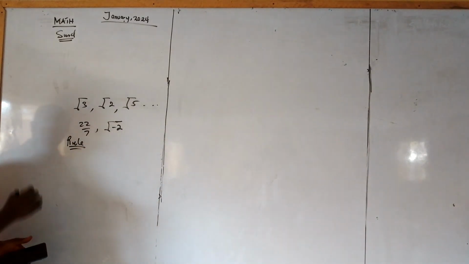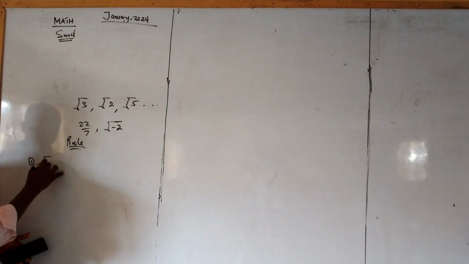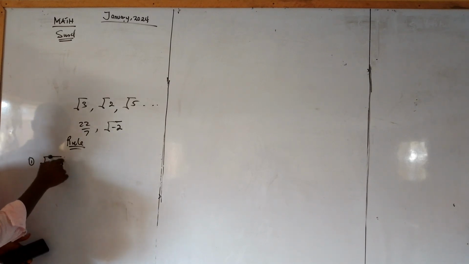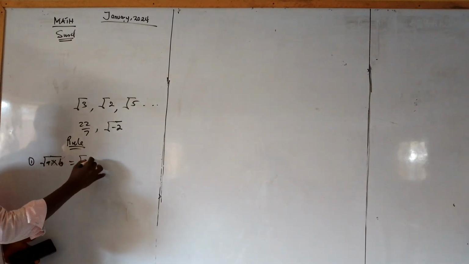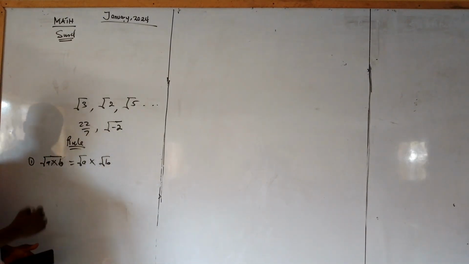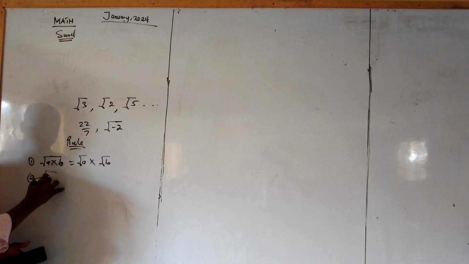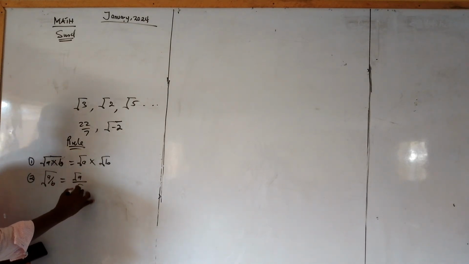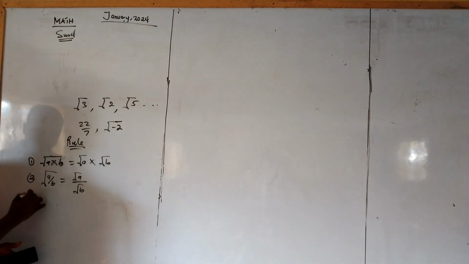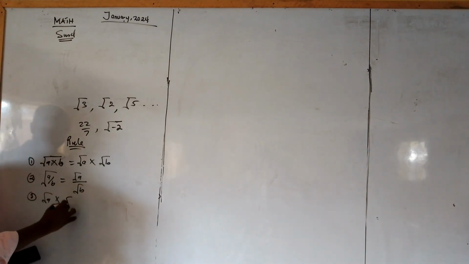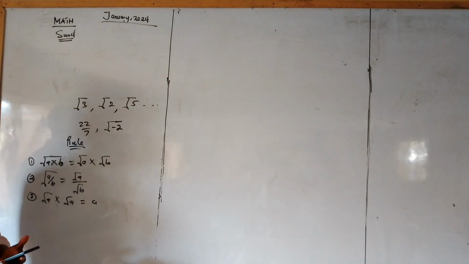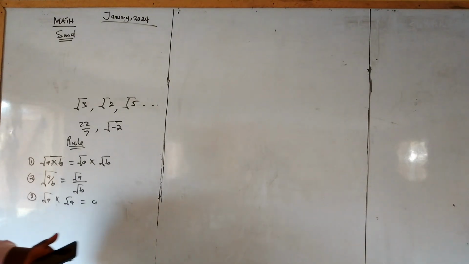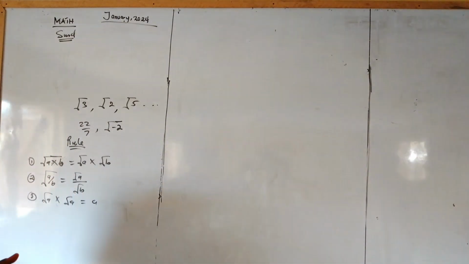And what are the rules? The first one is that root of A times B is the same thing as saying root A times root B. Second, root of A divided by B is the same thing as saying root A divided by root B. Number 3, root A times root A is equal to A, which means root B times root B is equal to B, root C times root C is equal to C. Root A times root A is equal to what?